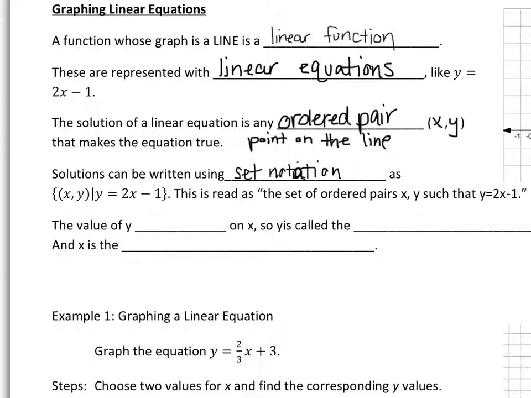Okay, the value of y depends on x. So y is called the dependent variable. We kind of talked about that quickly yesterday. If y is the dependent variable, then x is the independent variable. X does what it wants and y has to deal with it and follow along.